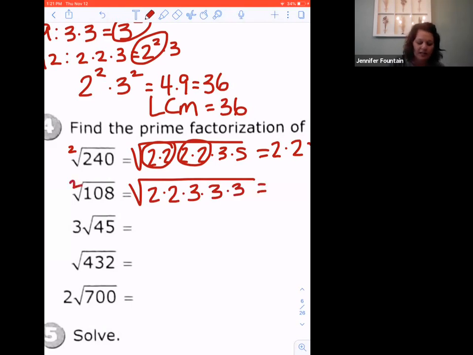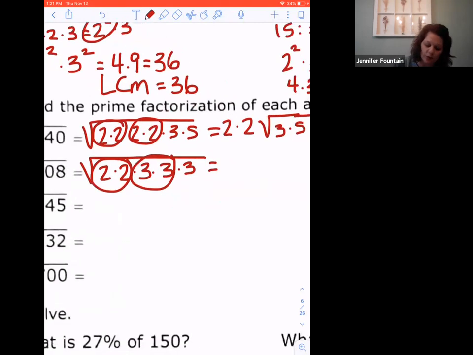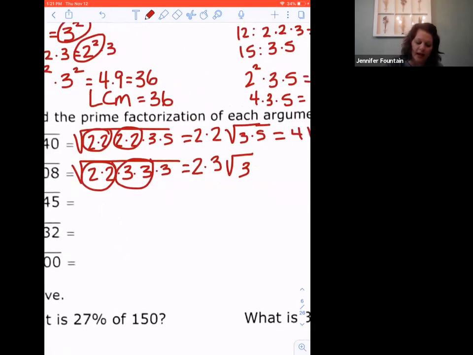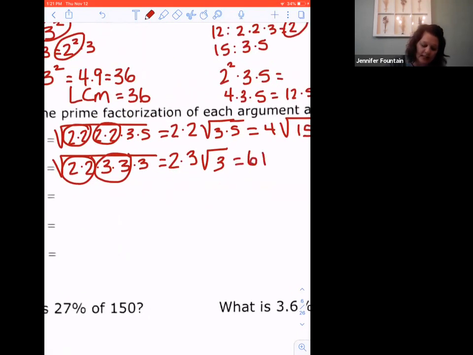Again, my understood index is a 2. So I know that I'm looking for 2 buddies. So I have 2 2s and 2 3s that are able to come out. That 2 and that 3 are going to be the whole numbers. The 3 that couldn't buddy up stays under the radical. So I have 6 times the square root of 3.